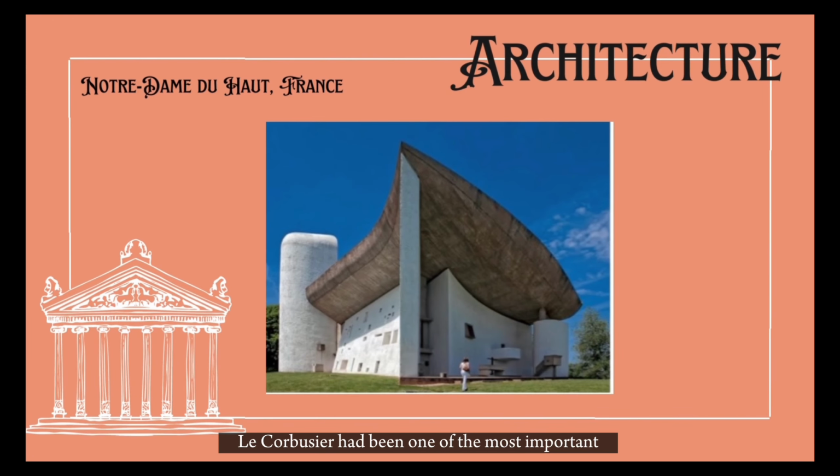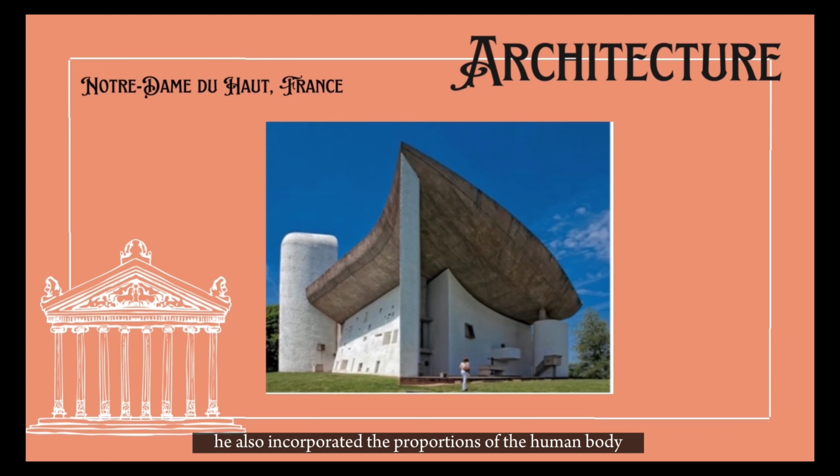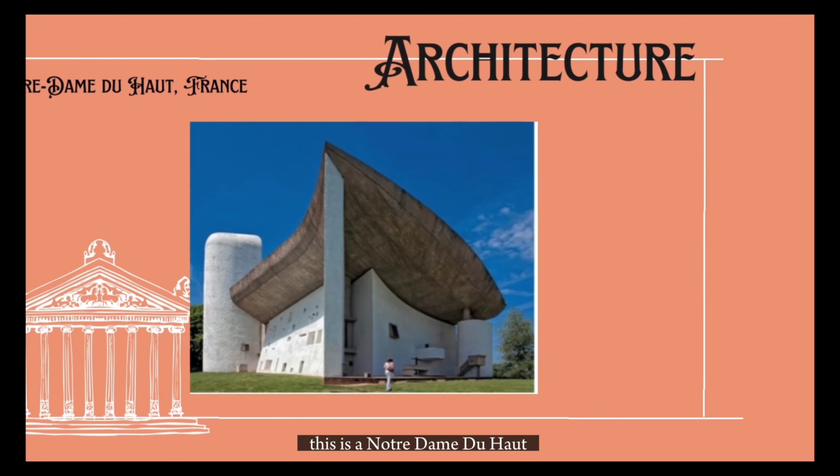Le Corbusier had been one of the most important architects of modern-style architecture. He drew great inspiration from the golden ratio. Corbusier made extensive use of the Vitruvian Man by da Vinci. He also incorporated the proportions of the human body to improve the functionality of his architectural designs. This is the Notre Dame du Haut.